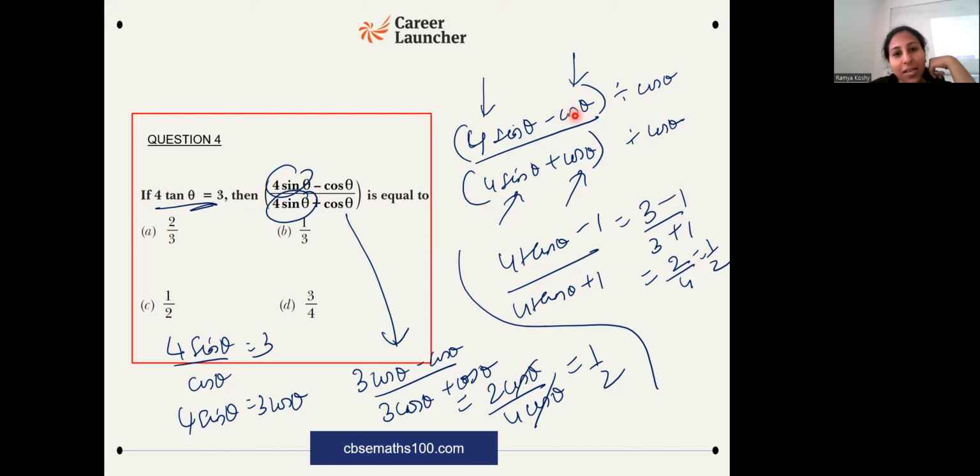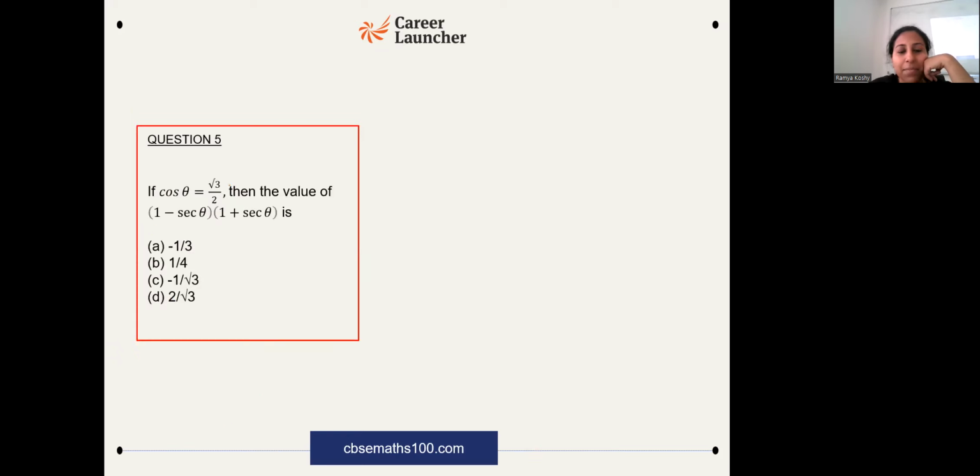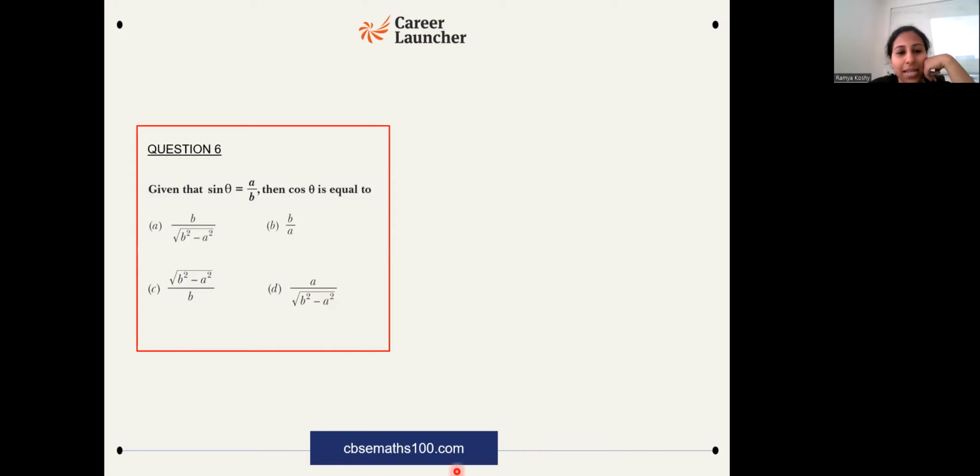Another advantage is this cos theta by cos theta will become 1. Is that okay, Ryan? Or is there any doubt still? Okay. Alright, this I'm skipping because it's considerably easy. Let's do this.